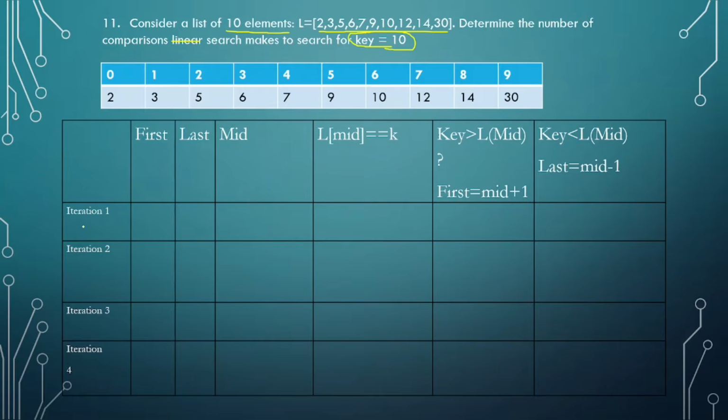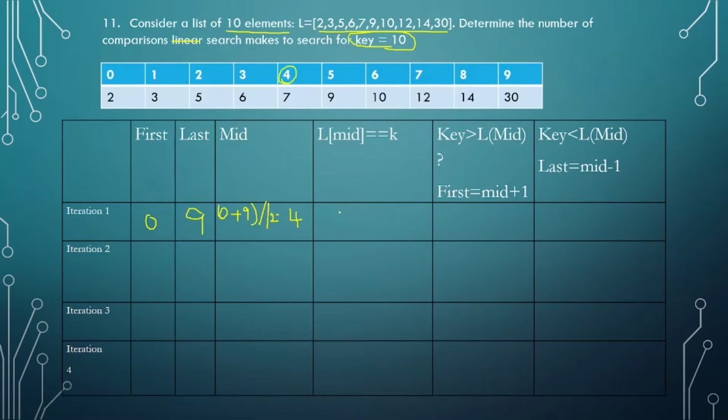So what is the first iteration starting? First is nothing but 0 because of 0 index. What is the last index? Last index is 9. And what is the mid value? How can you find out the mid value? 0 plus 9, then you have to divide by 2. Which means what is the answer? The answer is 4.5. So what you have to consider, 4.5 means 4. So this 4 is my mid position now. Okay. Now L of mid. What is L of mid? L is the name of my list.